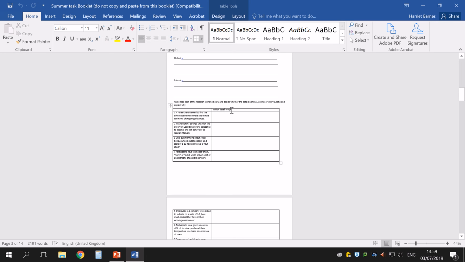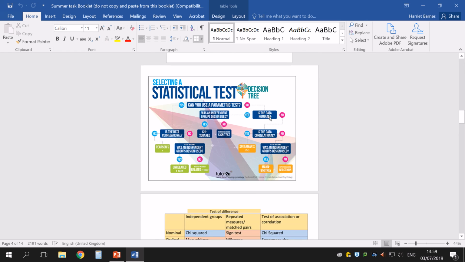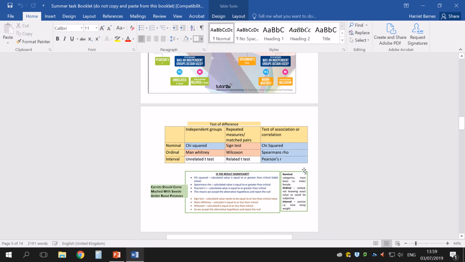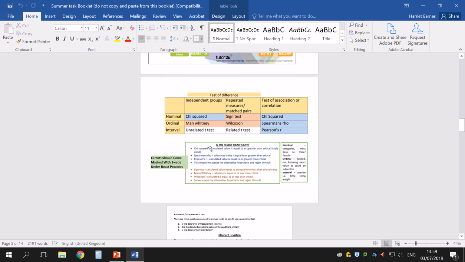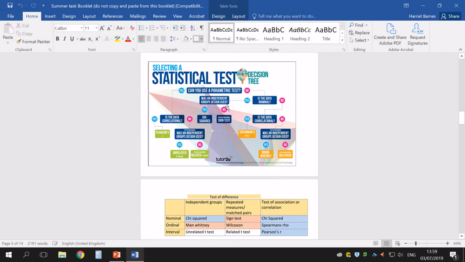Identify the level of measurement and explain why it's this level of measurement, or if it's contextualised, you can't just say, oh, it's interval, you've got to explain why it's interval as well, so that's really important practice. Then you've got this decision making tree here, or you can use this table straight away, whichever makes most sense. If this really confuses you, I'd probably start with this one.